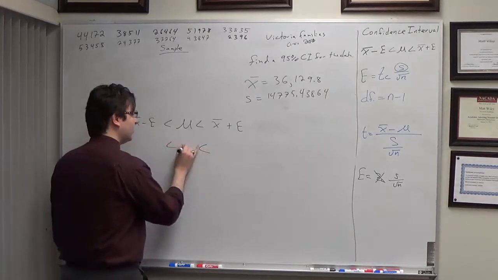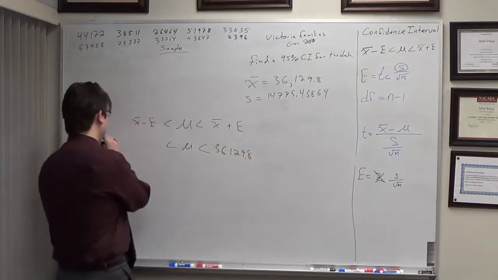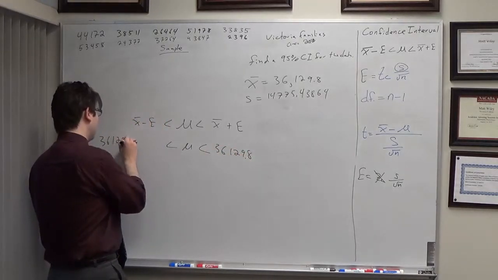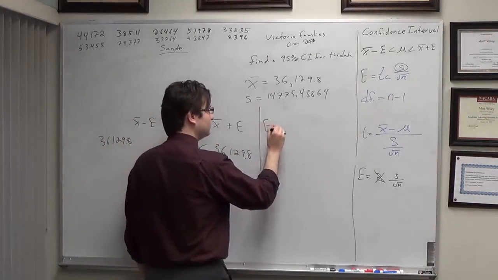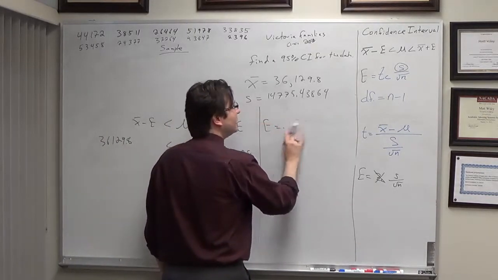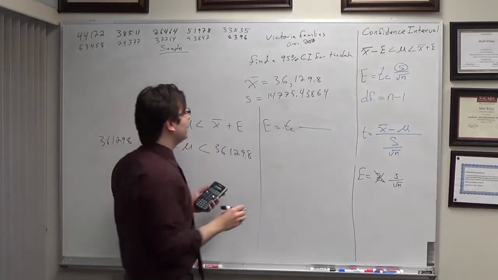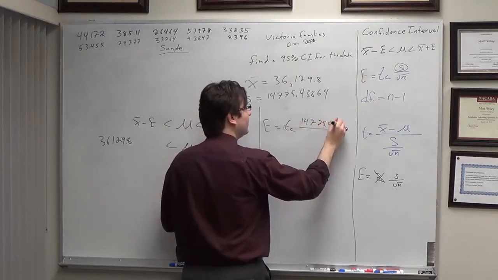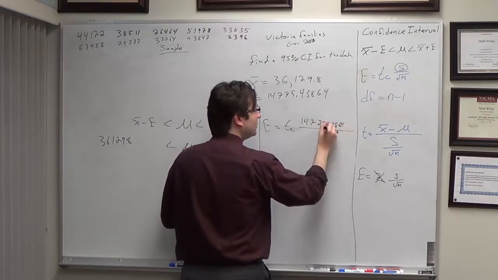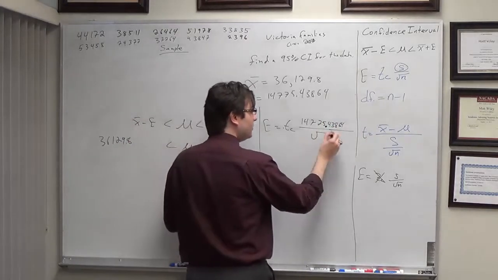Still, x bar is the same, 36129.8. We just have to calculate E. And E involves t_c times S, which we just calculated here as 14775.43864, divided by the square root of n, which is still the square root of 10.